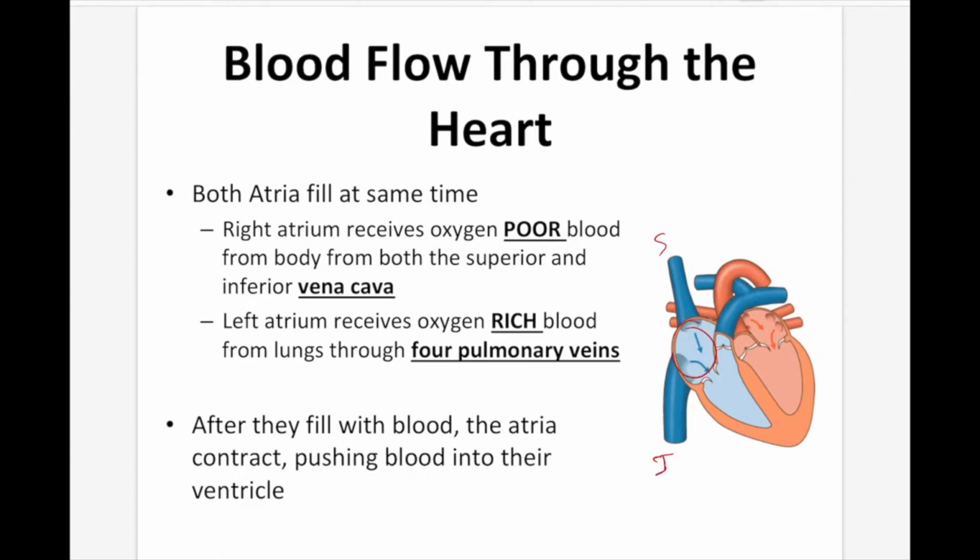The left atrium receives oxygen-rich blood from the lungs through 4 pulmonary veins, so that's this guy, that guy, that guy, and that guy. And they're all going to dump oxygen-rich blood into the left atrium right there. After they fill, the atria contract, pushing blood into their respective ventricles.